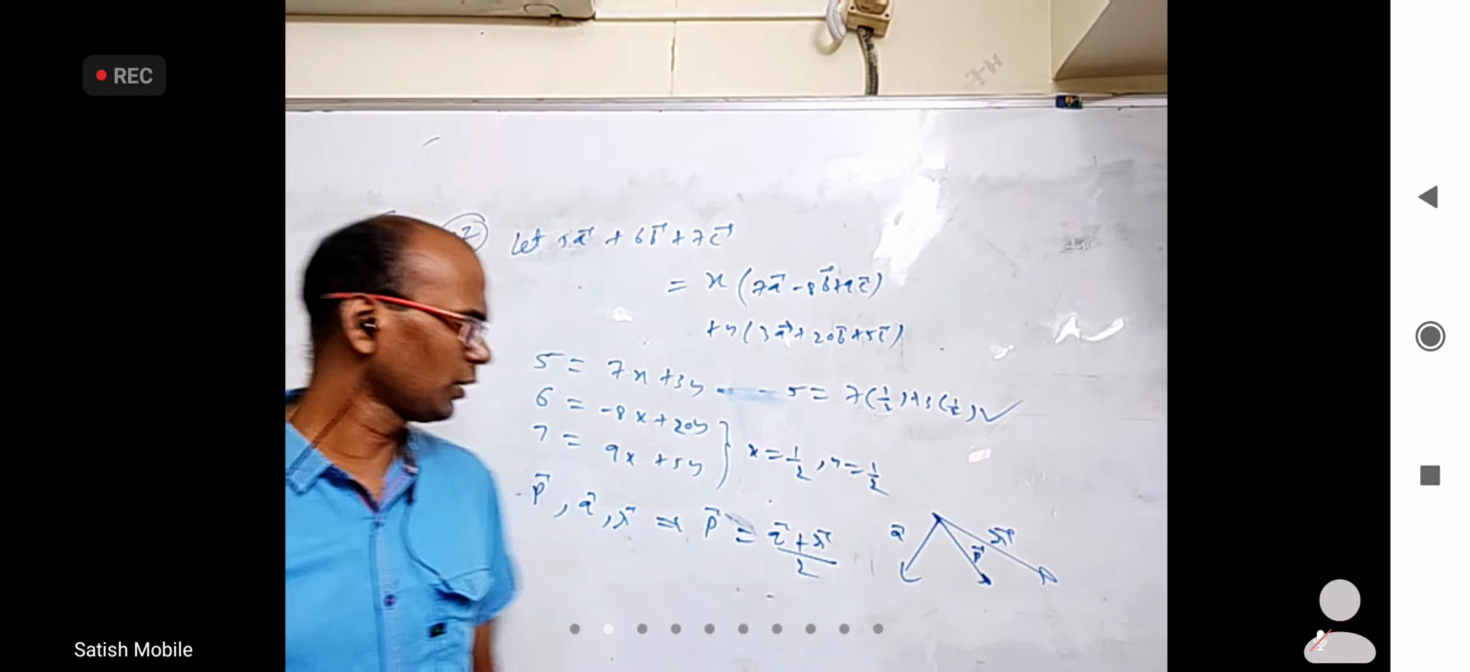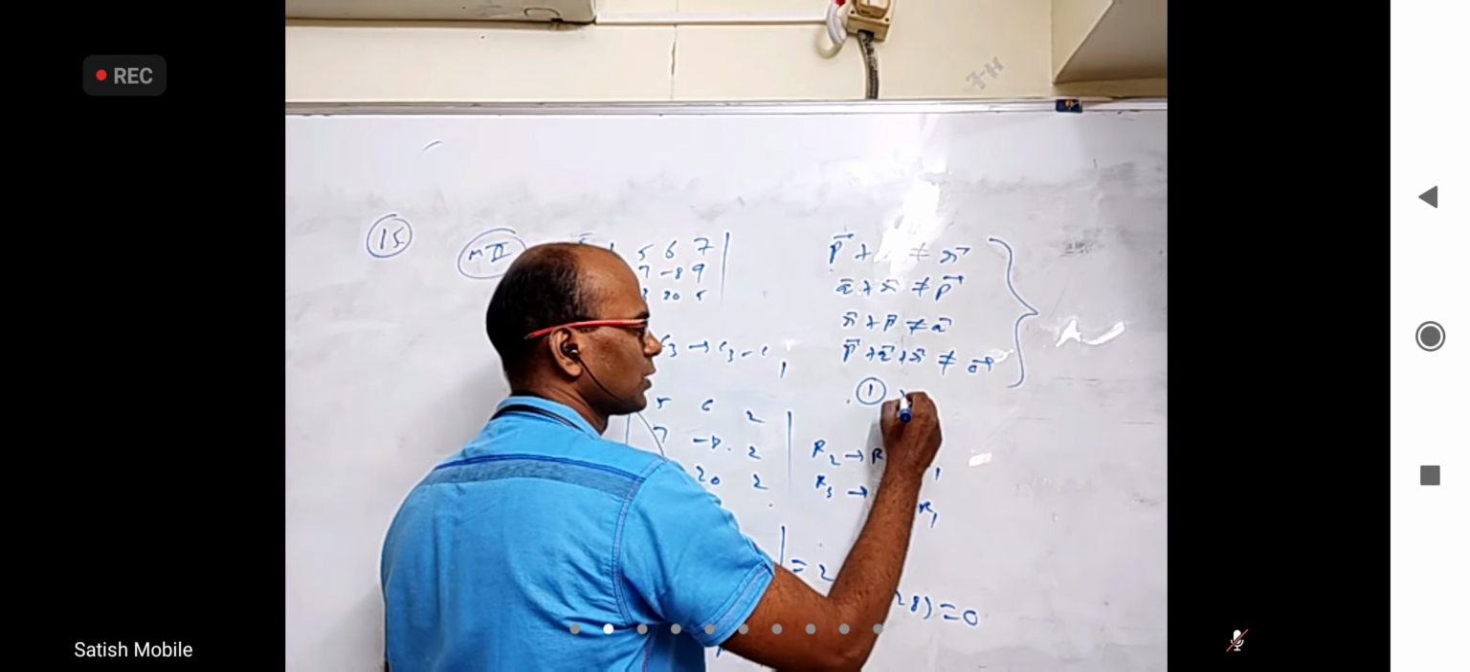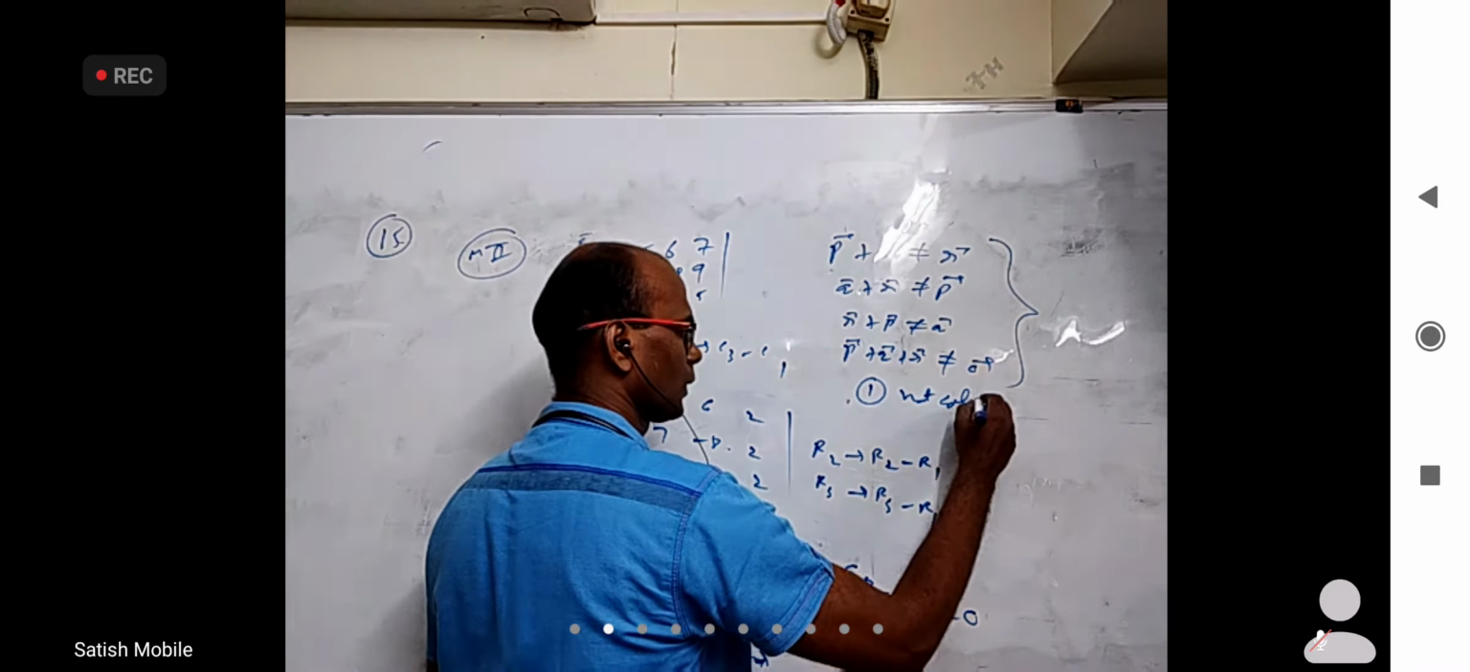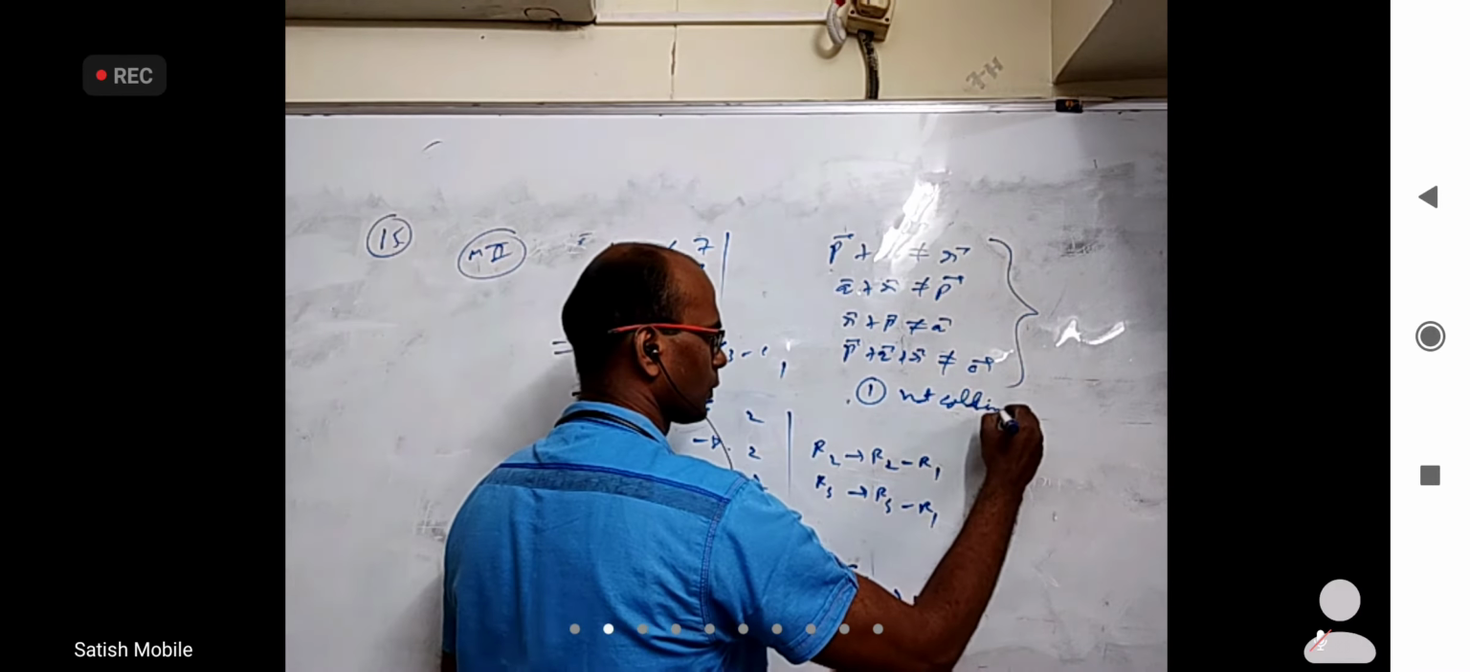So, concluding with all these things, first I can say that they are not collinear, because the first vector is not parallel to the second vector, which is not parallel to the third vector. Second, they are coplanar. Third, they are coplanar, but they don't form a triangle. Okay, they don't form a triangle.